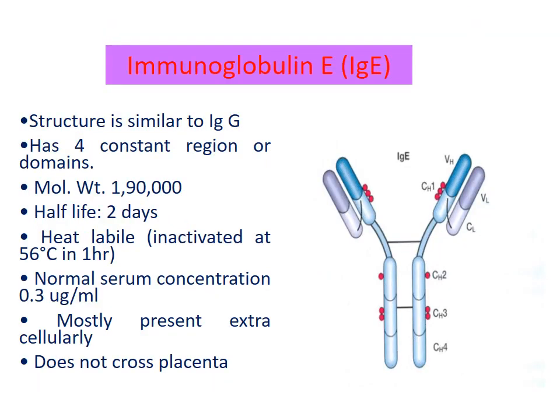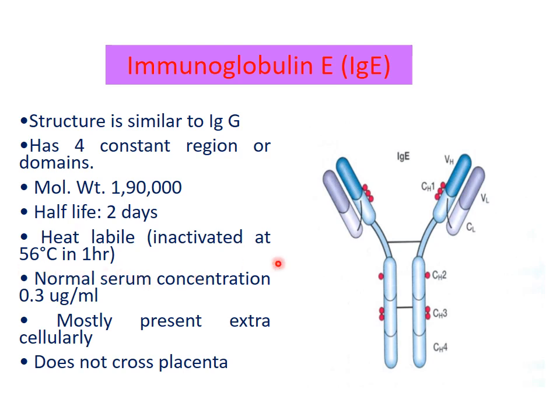Now comes immunoglobulin E. I have already told you that it is present in very minor quantity and comprises a very small portion of the immunoglobulins, like immunoglobulin G, and it is also present as a monomer. But another important thing for IgE is that it is heat labile. That means it can be destroyed at high temperature, at 56 degrees in 1 hour. The IgE can be destroyed.